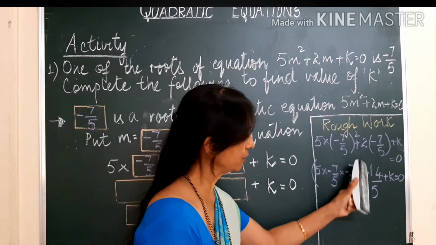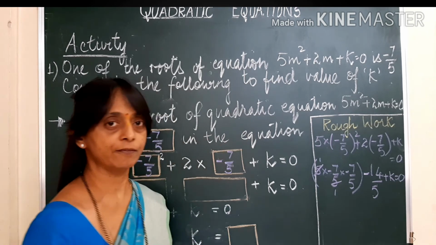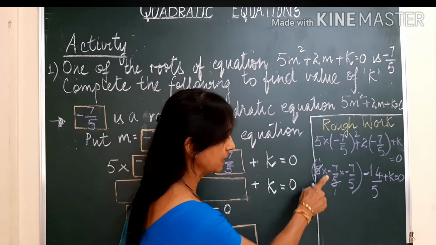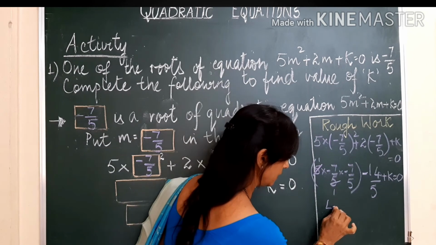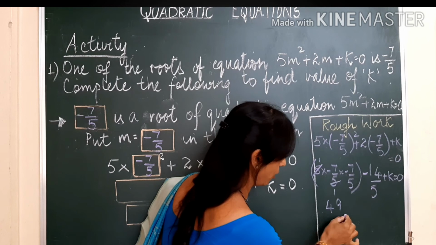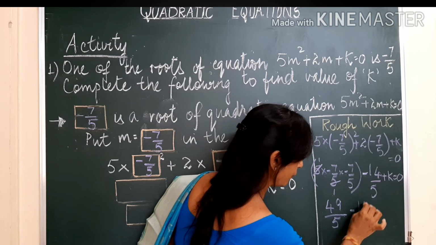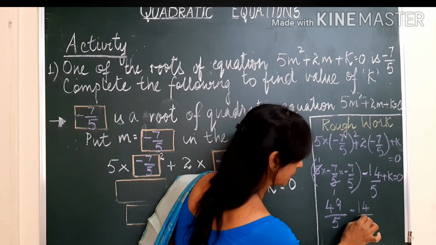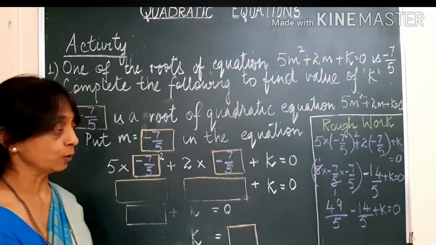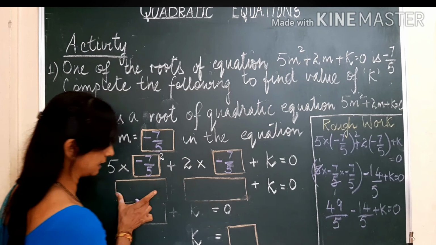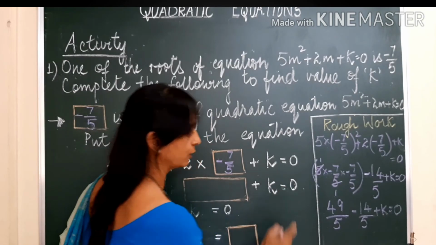Now, let's solve this children. Here we can reduce 5. 5 ones are 5, 5 ones are 5. Let's see what answer do we get. Minus into minus becomes plus. 7 into 7 is 49 upon 5 ones are 5 minus 14 upon 5 plus k, which is equal to 0. Now I am ready with the answers. What should be inserted in box 1? What should be inserted in box 2? Plus k, which is equal to 0.